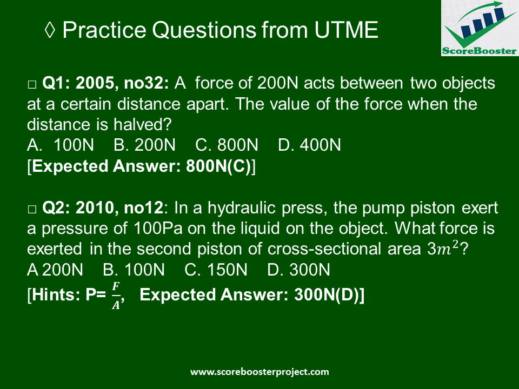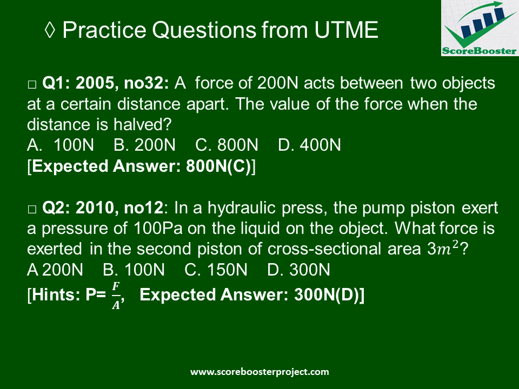Now on to practice questions from UTME. The first question here for your practice comes from 2005, number 32. And the question goes thus: a force of 200 Newton acts between two objects at a certain distance apart. The value of the force when the distance is half is dash. So you have option A to be 100 Newton, option B to be 200, option C to be 800, while option D is 400. Expected answer here is option C, which is 800 Newton.